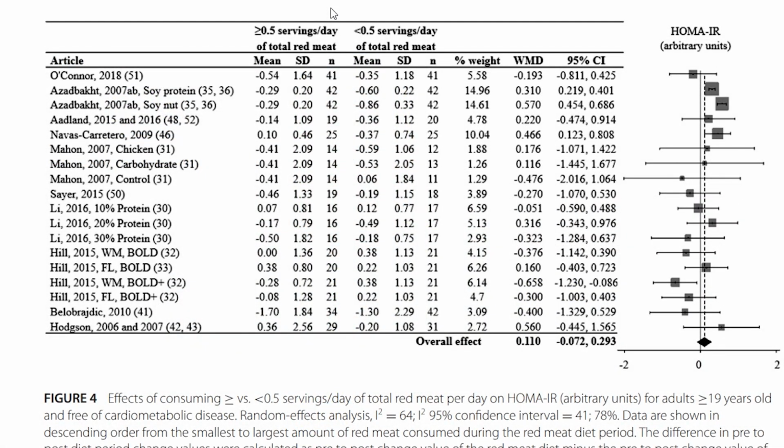Okay, here we have the effect of consuming equal to or greater than versus less than half a serving of total red meat per day on the HOMA-IR score, the gauge of insulin resistance, which has become the gold standard in recent years. Alrighty. So, looking for statistically significant results. One, two there at the top, the second and third one down. Those are the only ones. However, when we take all the data into account, we get a result which once again crosses that critical value 1 and as such is not statistically significant, let alone of any utility.